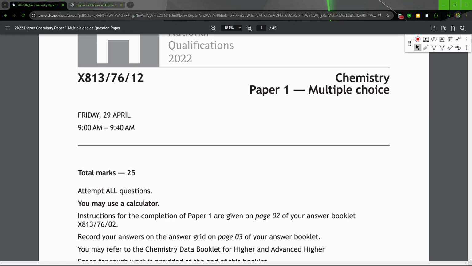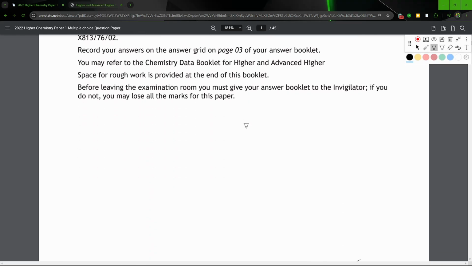Yeah, only 25 marks, so don't worry too much about this one, especially since it's multiple choice, so you could just put something completely random if you wanted to. You know, put random letters if you don't know. But anyway, we'll get straight into it.